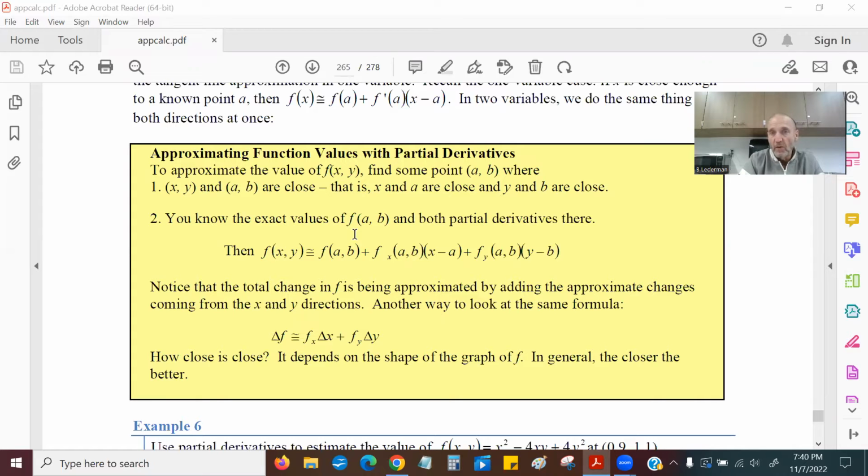We have to know the value of f of a comma b, which hopefully shouldn't be that hard if we picked a, b well. Then here's the drum roll, please. f of x comma y is approximately equal to f of a comma b plus fx of a, b times x minus a plus fy of a, b times y minus b. And that's so eerily close to the formula that we learned in two dimensions.